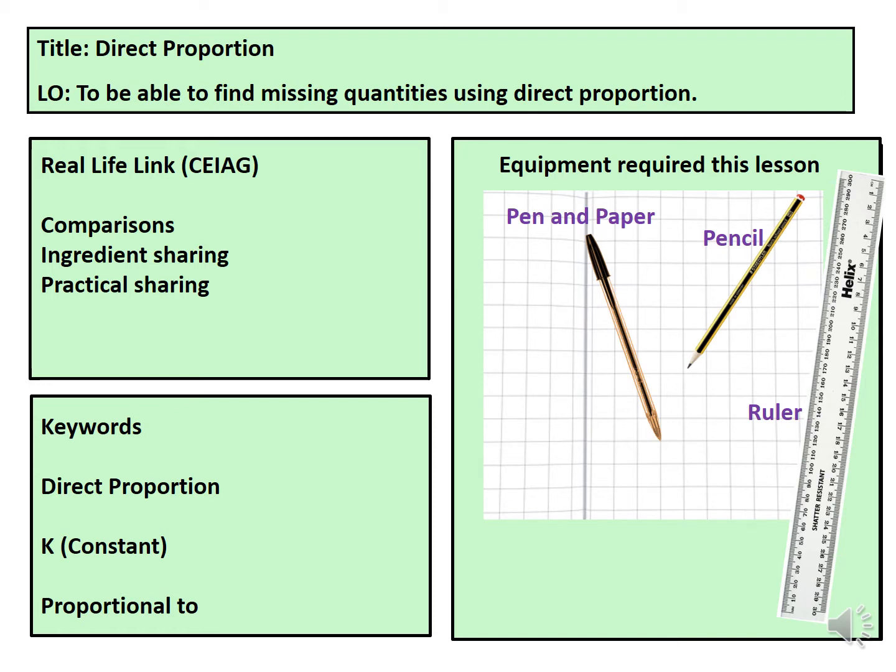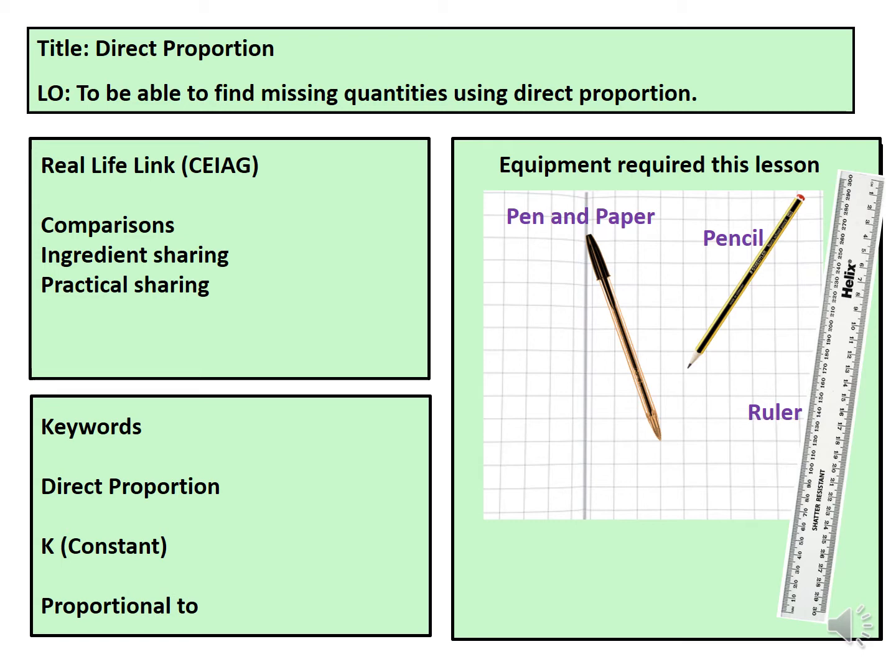The keywords we are going to use today are direct proportion, letter K which stands for constant, and proportional to. The equipment we are going to need today are pen, paper, and ruler. We don't really need calculators.